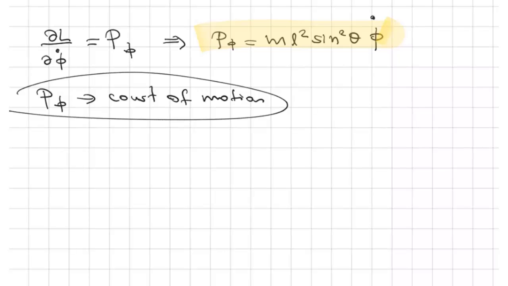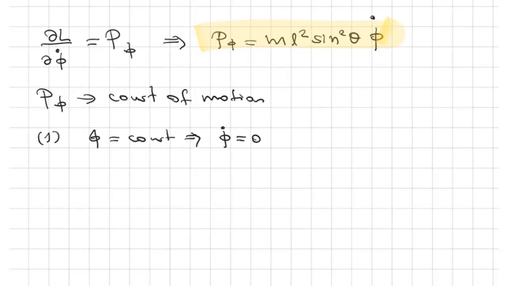Now we want to talk about the two cases that the problem is asking for. We have two cases, but obviously we talk about the first case first. Suppose that phi is constant. If phi is a constant, then phi dot is 0, because phi dot is the derivative with respect to time of phi.